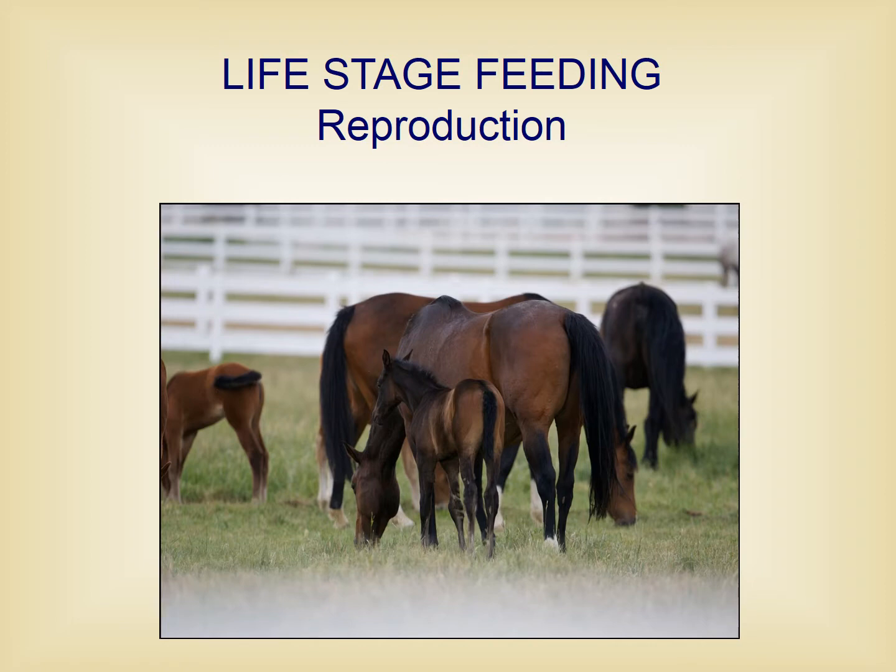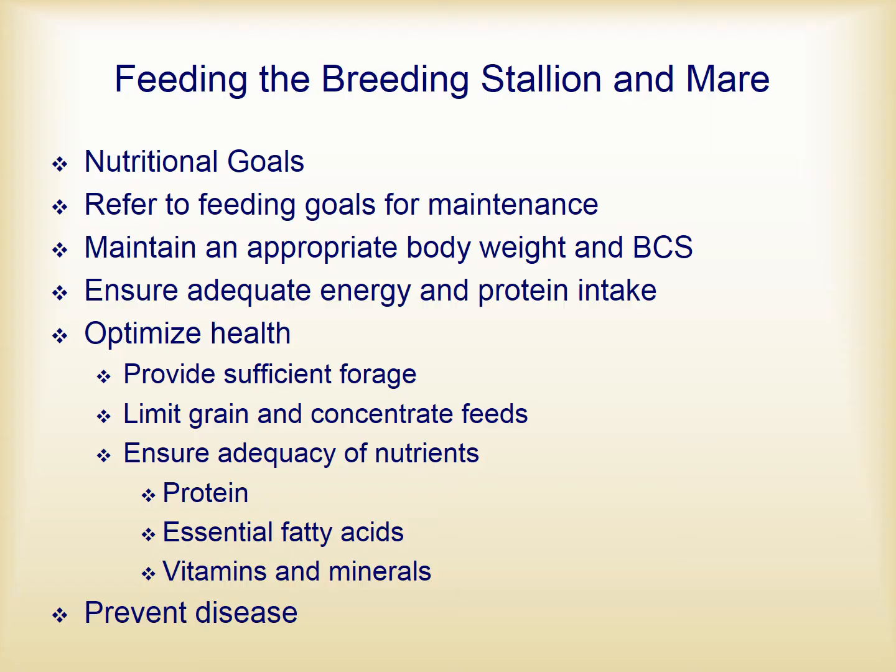We'll next move on to a discussion of feeding horses at a life stage of reproduction. Our nutrition goals for feeding the breeding stallion and mare are quite similar to feeding horses at maintenance. We'll want to ensure that they maintain an appropriate body weight and body condition score. We'll ensure that they have adequate energy intake as well as adequate protein in their ration. We'll want to optimize their health by providing sufficient forage. We'll limit grain and concentrate feeds, and we'll ensure adequacy of nutrients, including protein, essential fatty acids, as well as vitamins and minerals. Finally, our goal will be to prevent disease at these life stages.